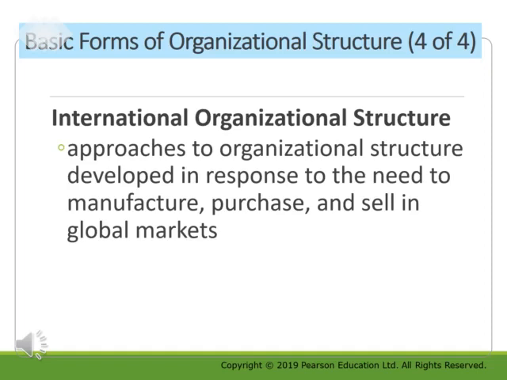Okay, but usually they will have a division on international demand. Alright, so they will have what we call the international division structure, the international organizational structure. Okay, so several different international organizational structures have emerged in response to the need to manufacture, to purchase, and to sell to global markets. Okay, so this structure is built to handle all international operations, as the name implies, international.